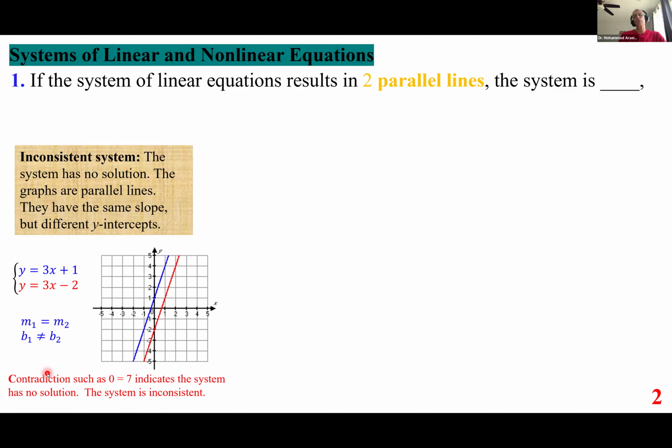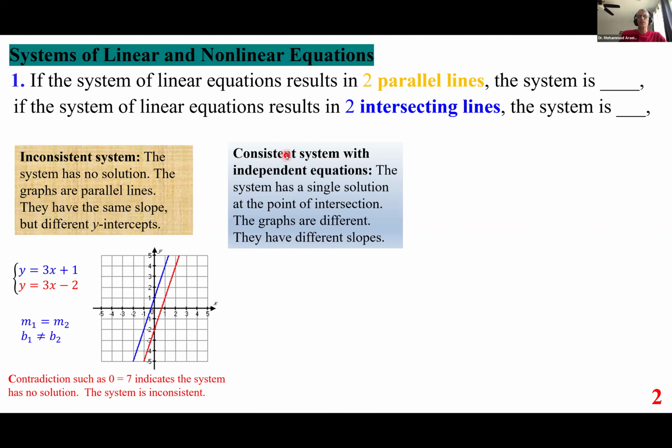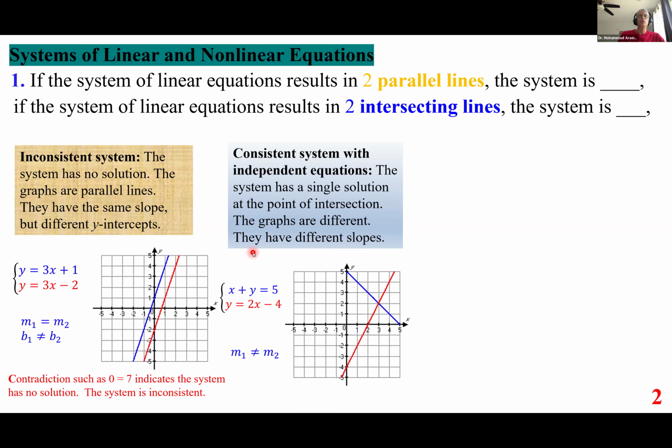If you were to solve it by some method, for example, addition method, or substitution for that matter, you get a contradiction such as 0 equals 7, 2 equals 5, and so on. If the system of linear equations results in two intersecting lines, it's a consistent system with independent equations. The system has a single solution at the point of intersection. The graphs are different. They have different slopes. So they look like that. Basically, if you solve for y, you find different slopes.